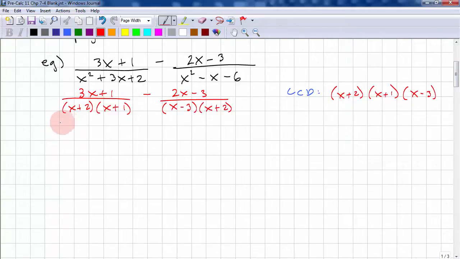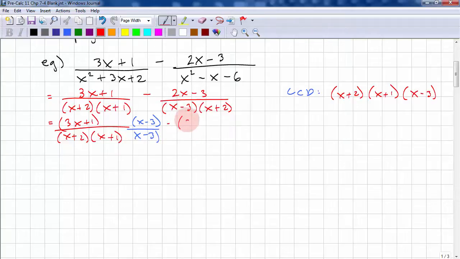Copy this down. 3x plus 1, put it in brackets. We have x plus 2, x plus 1, and we're multiplying by x minus 3 over x minus 3. And we copy this one down too, x minus 3, x plus 2, and we're missing the x plus 1.